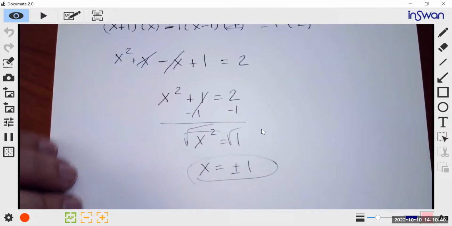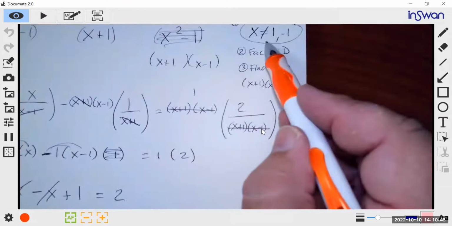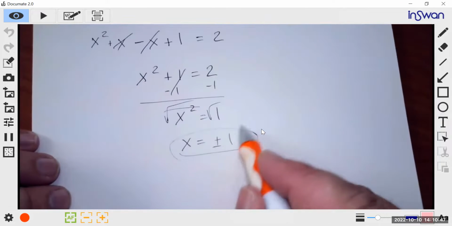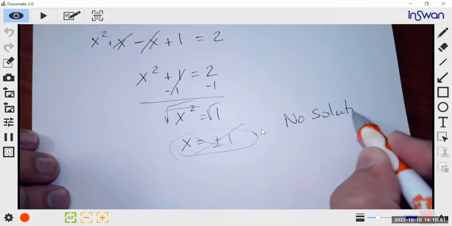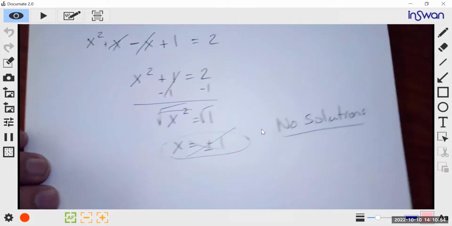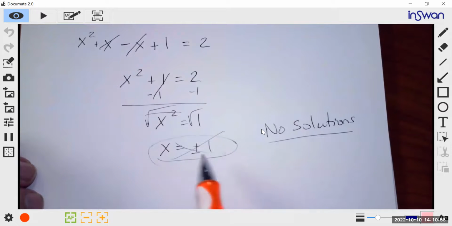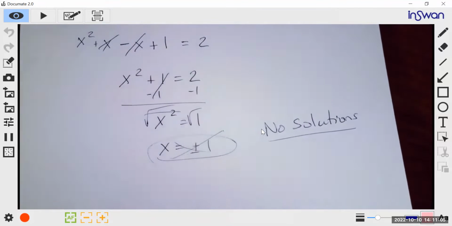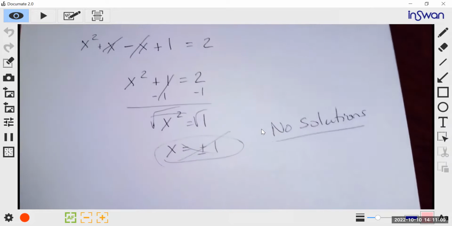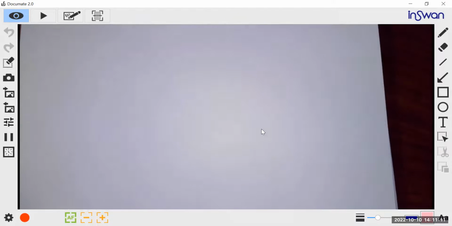So those are my solutions. Can I use them? No, because earlier we said that we can't use positive or negative 1. So what does this one tell you? No solutions. Because the only possible solutions we have will make the bottom equal 0, so it's no solutions. Pretty straightforward. That's rational equations. Let's finish up this section by looking at radicals now.